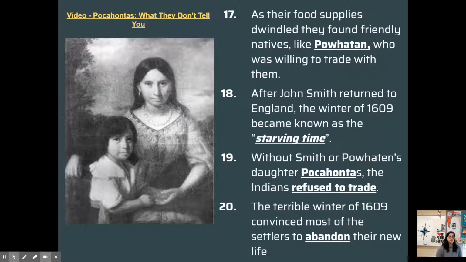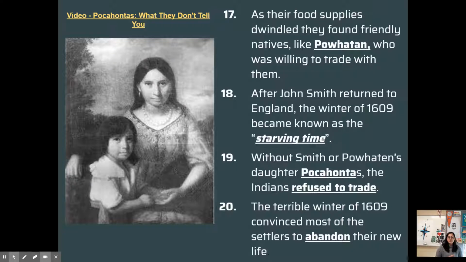So their food supply starts dwindling. They did find some natives who were willing to help them, and one of them was Chief Powhatan, and he was willing to trade with them. John Smith, at this time in 1609, has a major freak accident. He says he was taking a nap in his canoe, and he had a pouch full of gunpowder in his pocket, and somehow, one way or another, that gunpowder explodes, which causes a severe injury. He needs to go back to England to be treated, and obviously this sounds super painful.